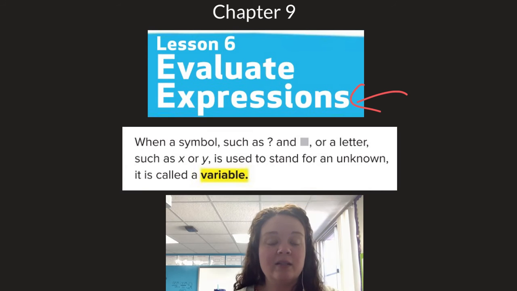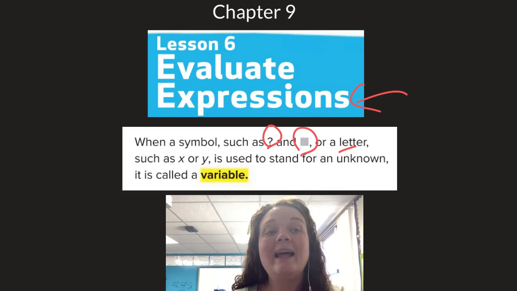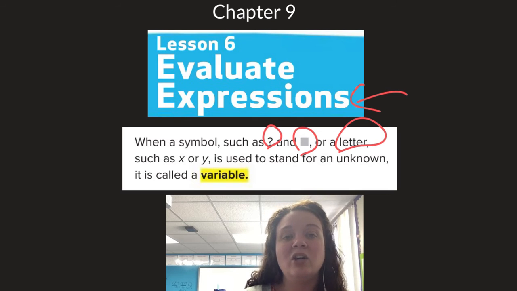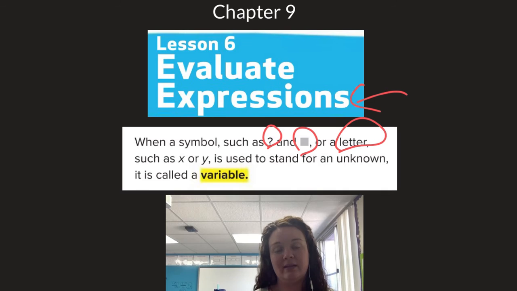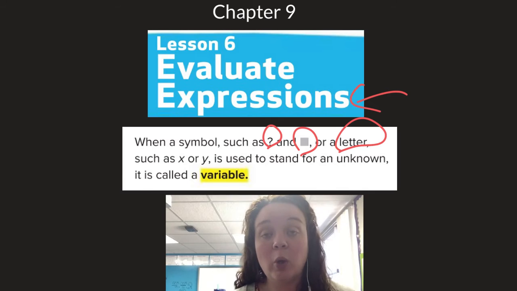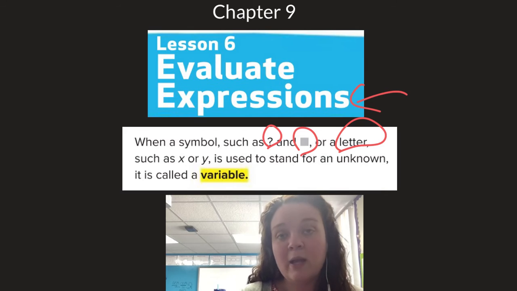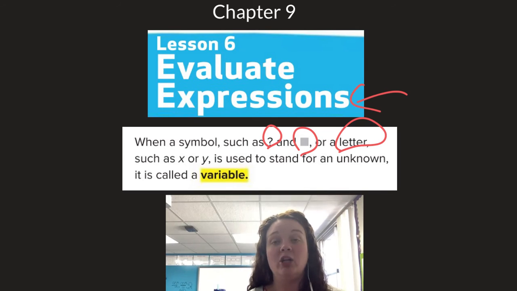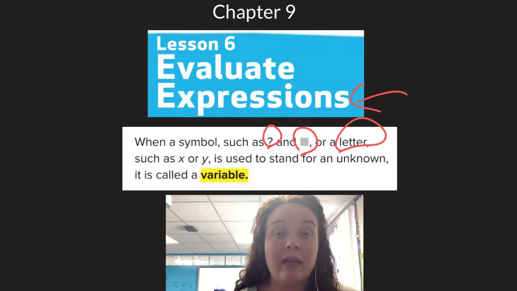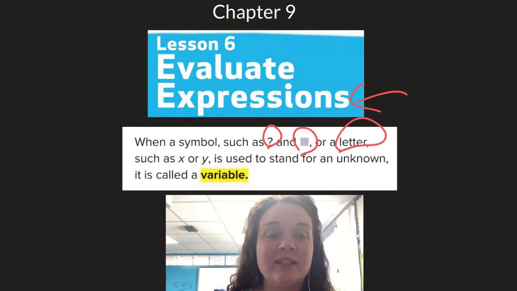So anyways, next it says, when a symbol such as a question mark or a box or a letter such as X or Y is used to stand for an unknown, it is called a variable. We've called it the unknown the whole year, but the rest of math life calls it a variable. So we're going to start calling that unknown a variable. That's really exciting because we are really becoming expert mathematicians this year. So let's get started on practicing evaluating expressions.